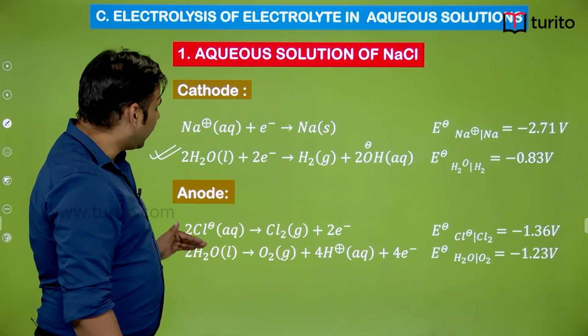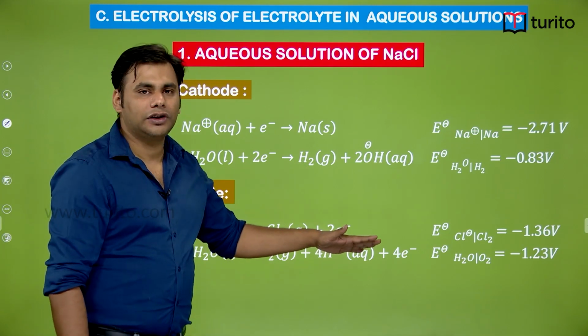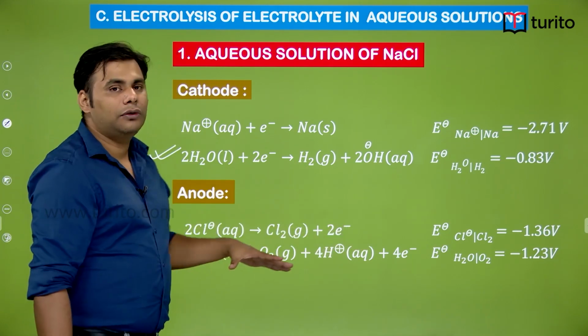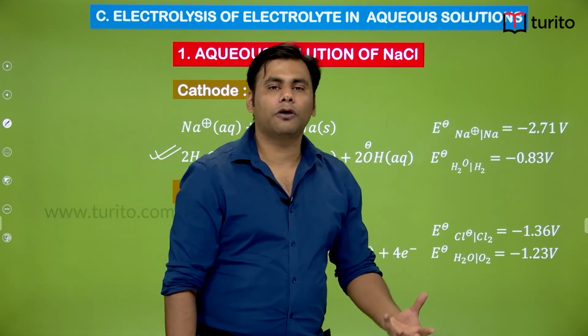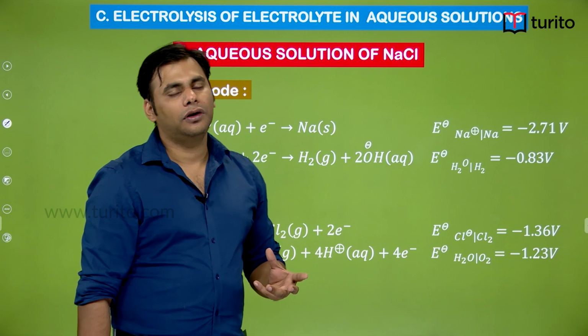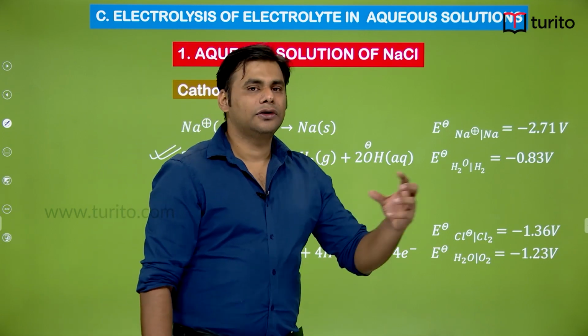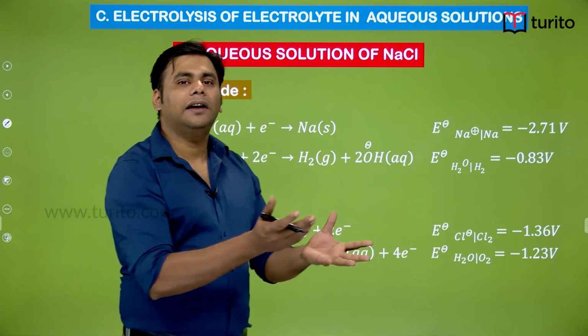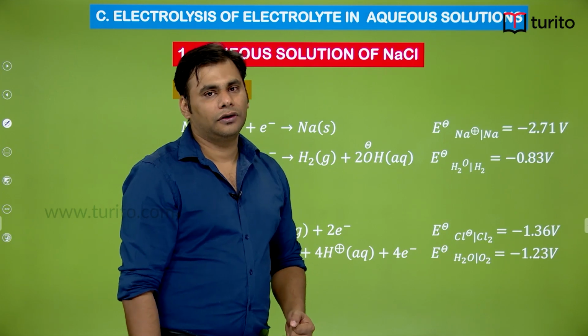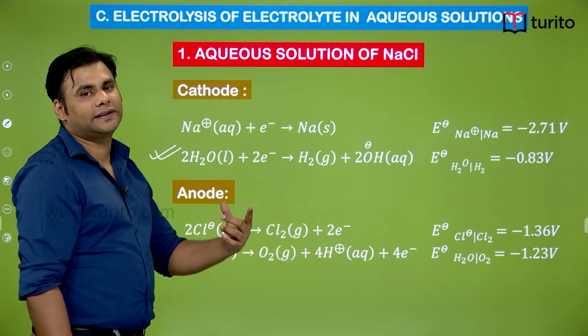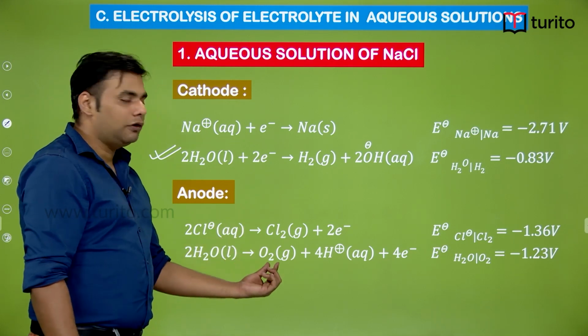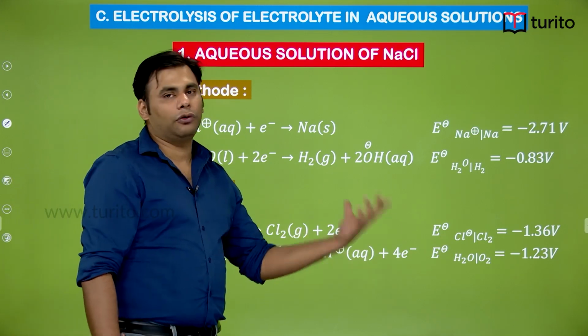So when OH negative oxidizes, we know that O2 is the product. Chloride ion would get oxidized to form Cl2, and at the anode OH negative is also there, but the number of OH negative near the electrode is less, so we take the complete oxidation of water itself. The water can get oxidized and will again evolve O2 gas. So water would give O2 gas, 4 H plus ions and 4 electrons.